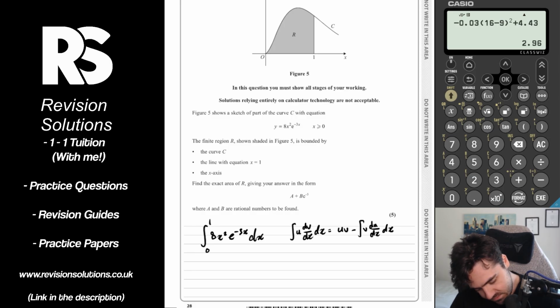So for us, u is, we want to differentiate the 8x squared, so let's call u 8x squared. And then dv/dx, we will call that e to the -3x. So that gives us du/dx would be 16x, and the v would be -1/3 of e to the -3x.